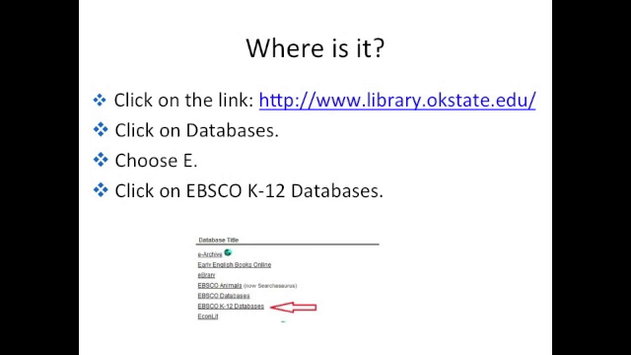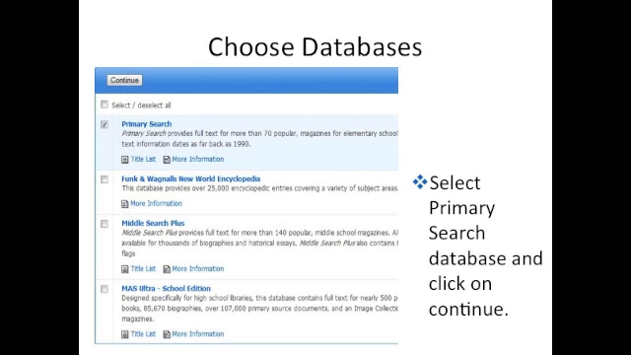Click on the link on the page. You're going to click on Databases, choose the letter E to narrow it down. Go to EBSCO host K through 12. Next, you're going to get 4 choices. Please choose the first one, the primary search database.